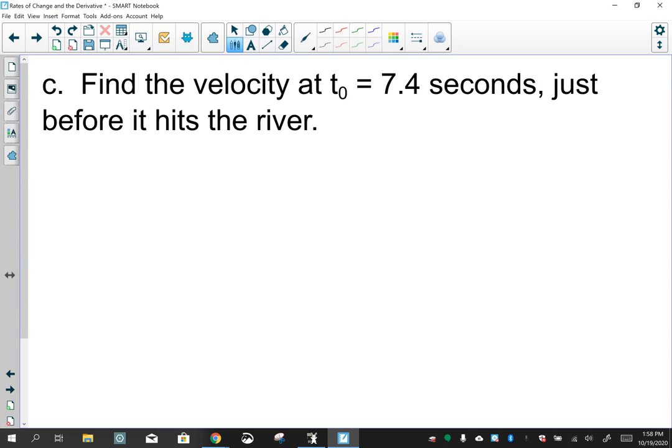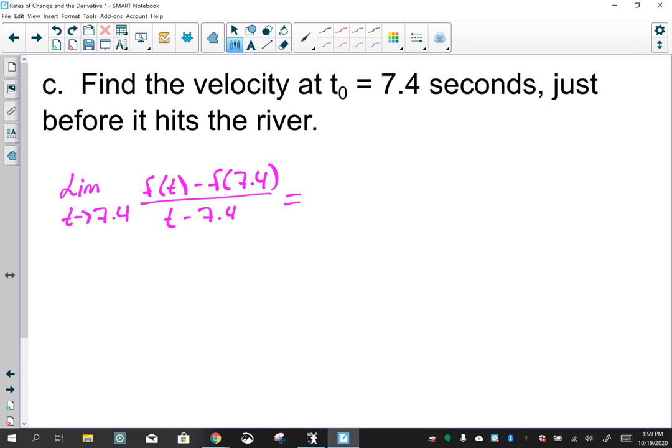All right, welcome back. So let's see how you did. If you've done everything correctly, you should wind up with the limit as t approaches 7.4 of f of t minus f of 7.4 all over t minus 7.4.